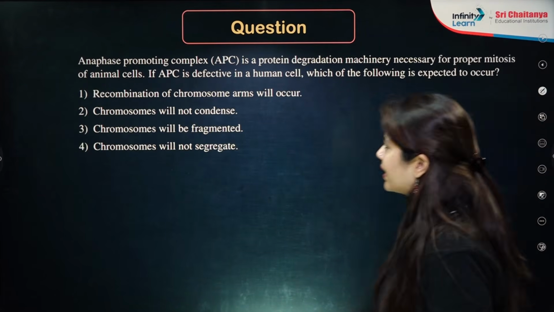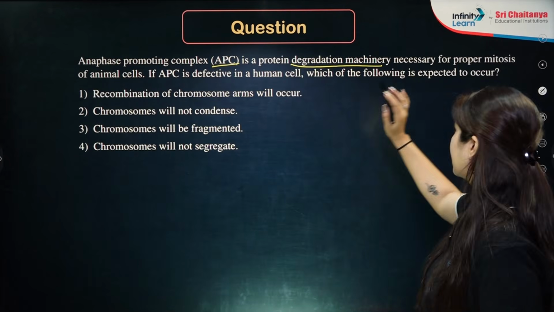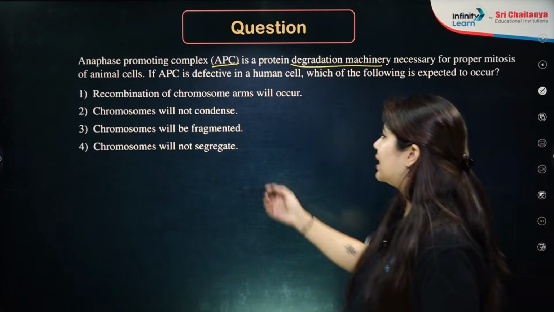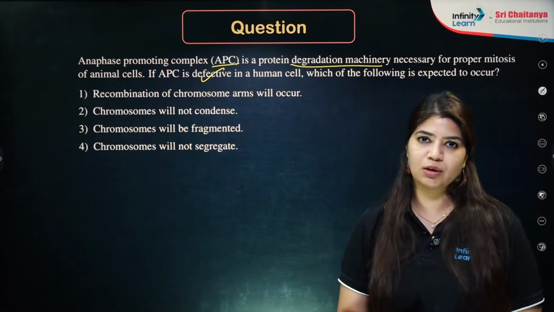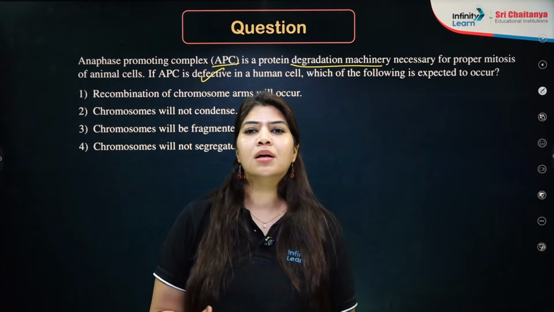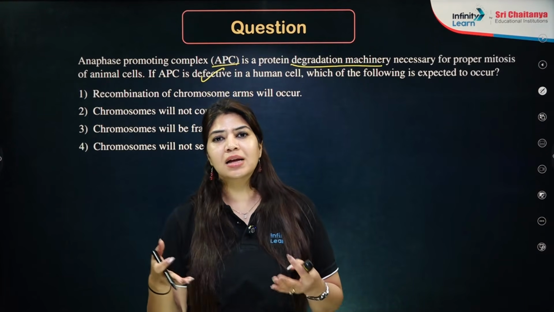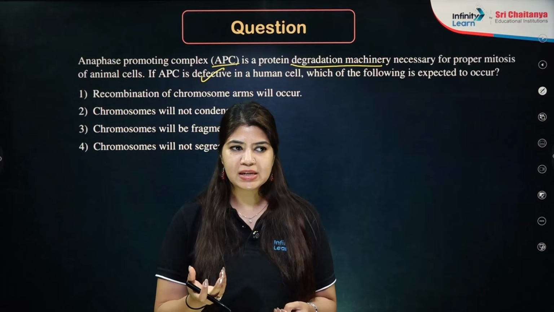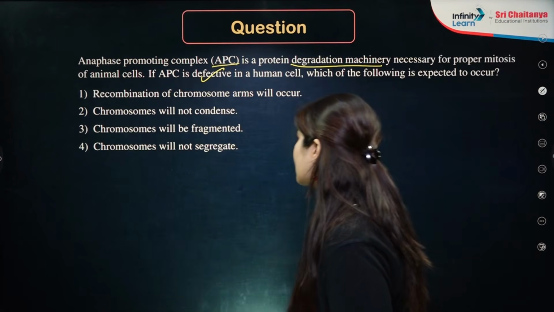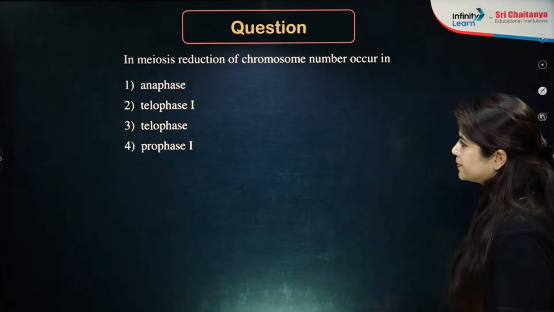Next question. Anaphase promoting complex is a protein degradation machinery necessary for proper mitosis of animal cells. If the APC is defective, the function that was supposed to happen in the anaphase will not happen. In anaphase, the centromere splits and sister chromatids separate. So chromosomes will not be able to segregate. Answer is option number 4.